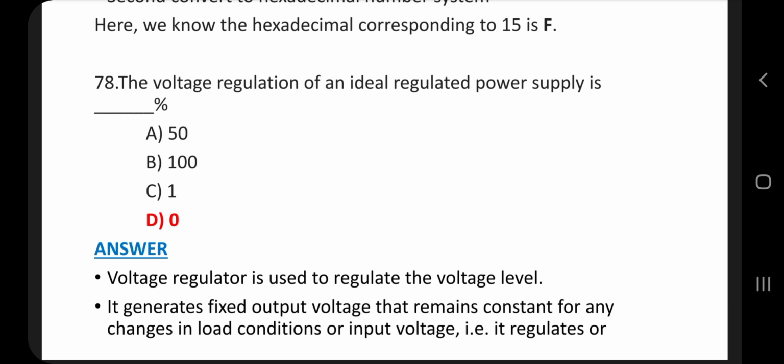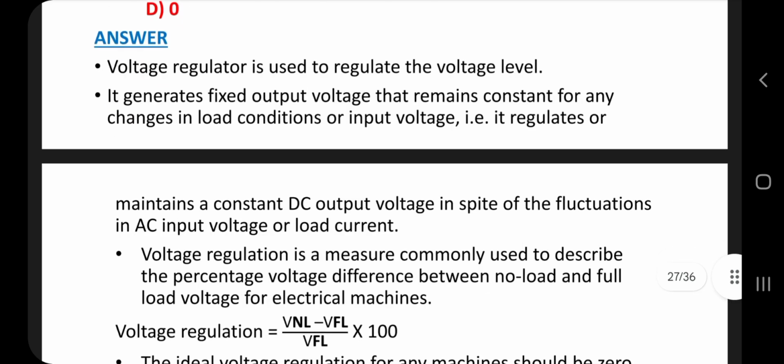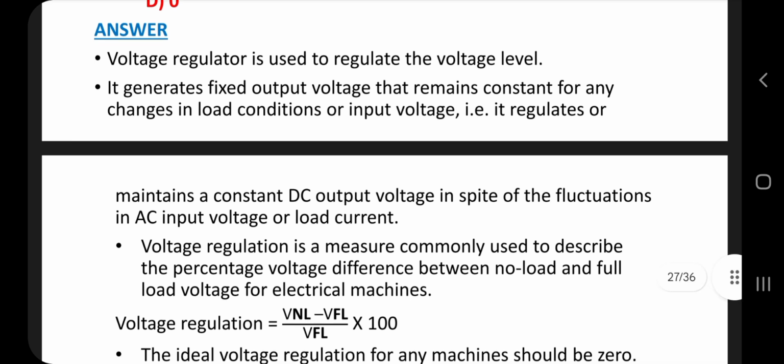Question number 78. The voltage regulation of an ideal regulator power supply is dash percentage. Answer is option D, 0. Voltage regulator is used to regulate the voltage level. It generates fixed output voltage that remains constant for any changes in load conditions or input voltage.